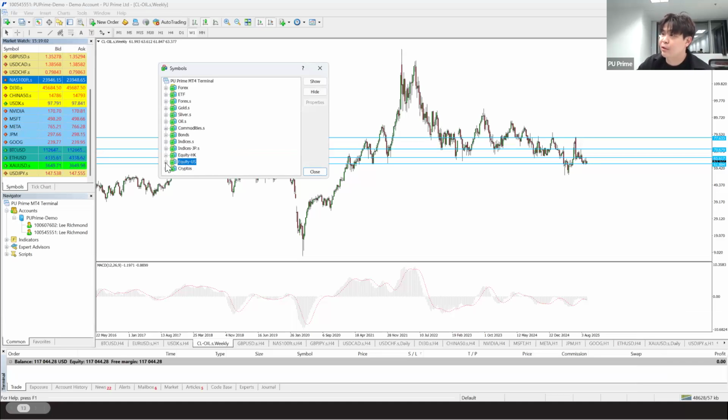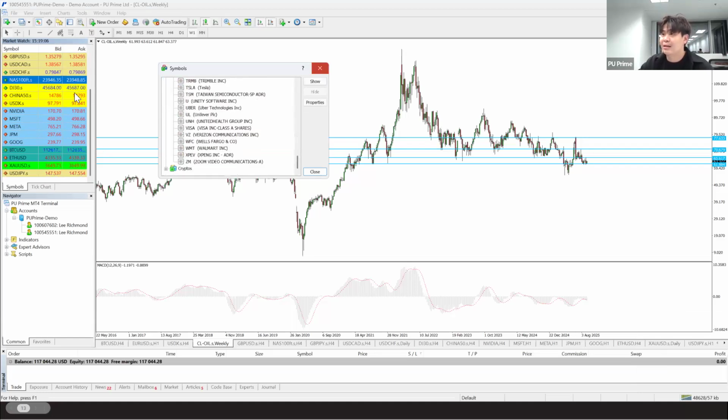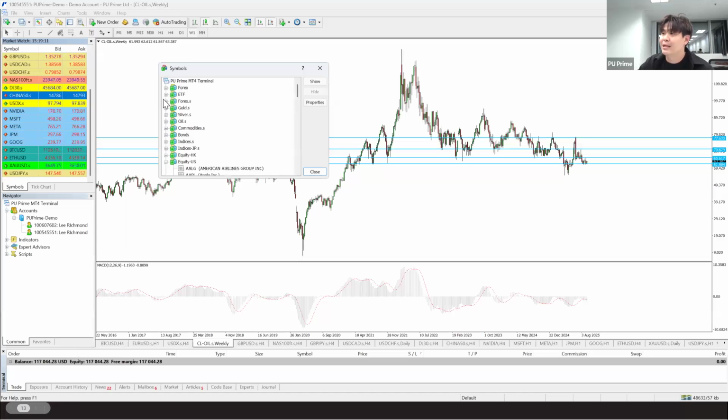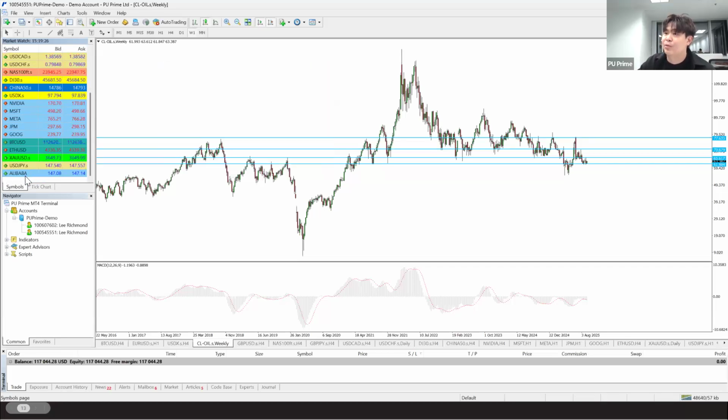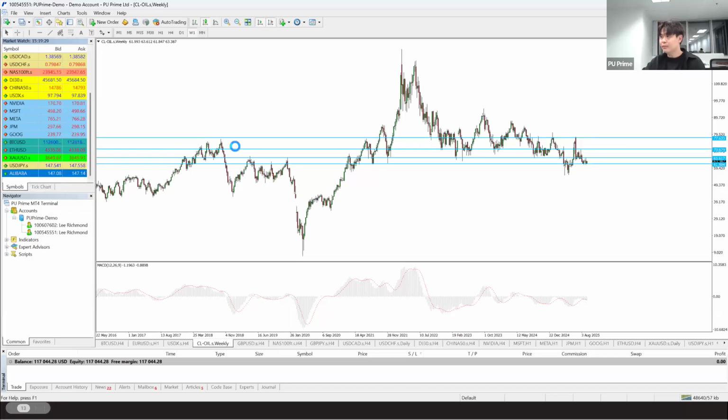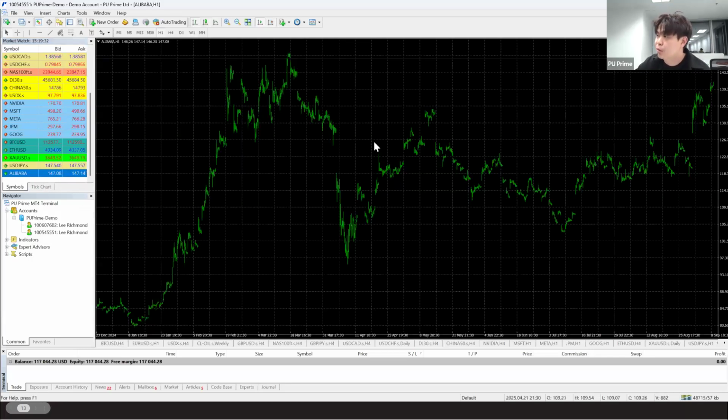So let's say you want to trade US stock, you can see there are tons of US stocks inside. So you just right click here, click symbol, or you just press Control U. You can see that they have different asset classes already. Let's say you're interested in Alibaba. You just right click, and then Alibaba will be the last one. Then you right click it, chart window, and then you can see the chart will be shown.